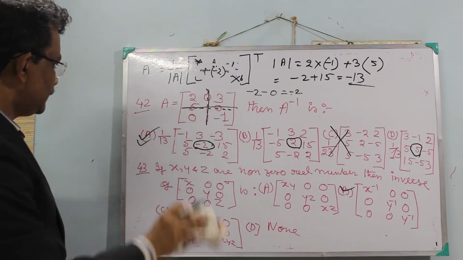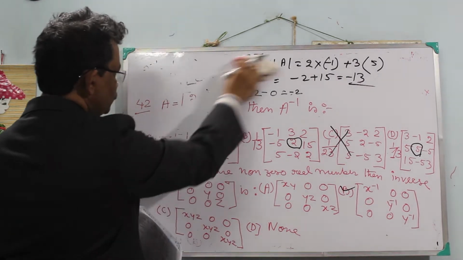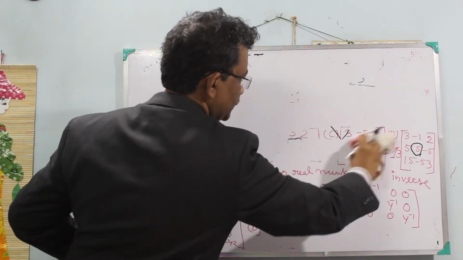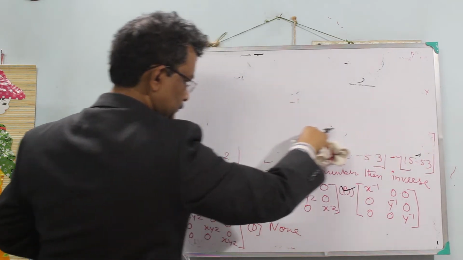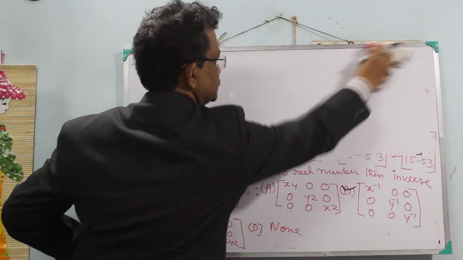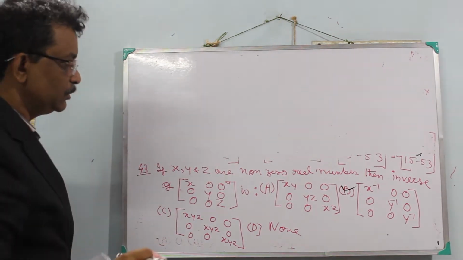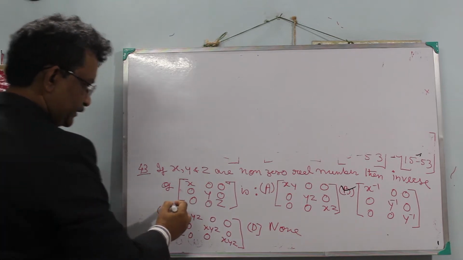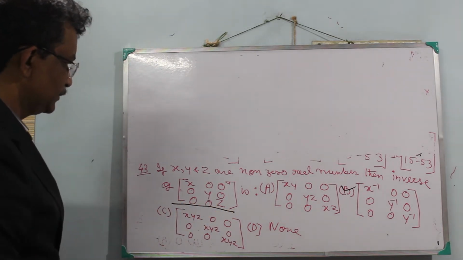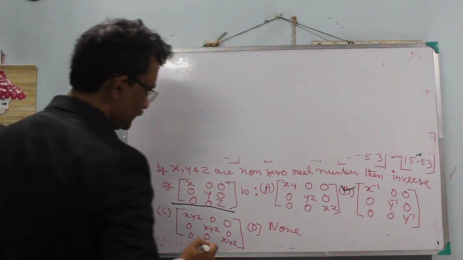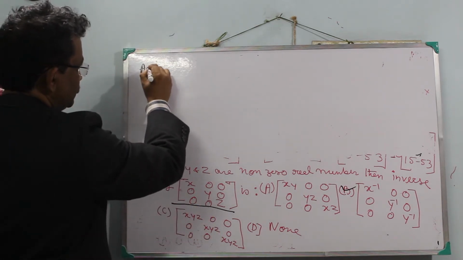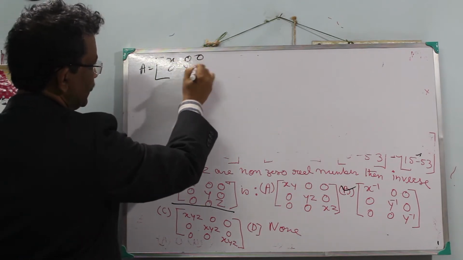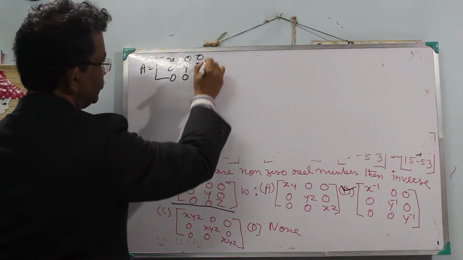Next, x, y, z are non-zero. That means non-zero real numbers, not zero. Then the inverse of this. This is the matrix. What would be its inverse? So how will we calculate the inverse? First, det A. Suppose A is equal to x 0 0, 0 y 0, 0 0 z.